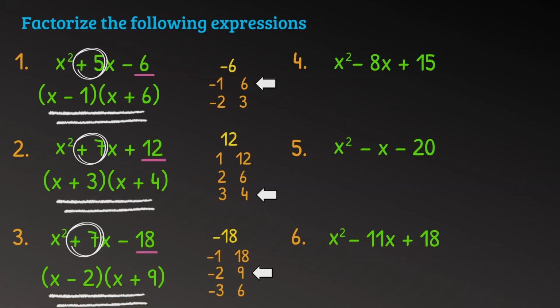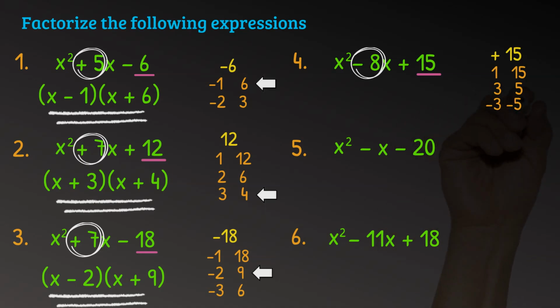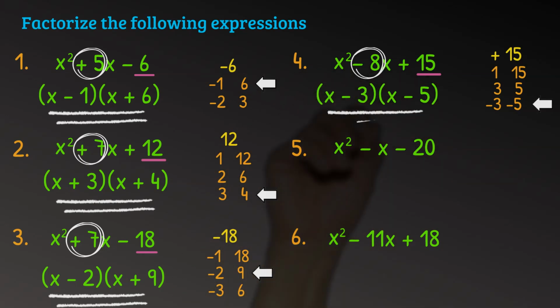In number 4, we need to find two numbers that multiply together to give us 15. So these include 1 times 15 and 3 times 5. However, we can see that we also need the numbers to add up to give us -8. Now, if we look down our list of numbers, we can see that 3 and 5 gives us +8. So if we had a -3 and a -5, that would multiply together to give us +15 and add together to give us the -8 we need. So that's our answer. And we write x minus 3 times x minus 5.